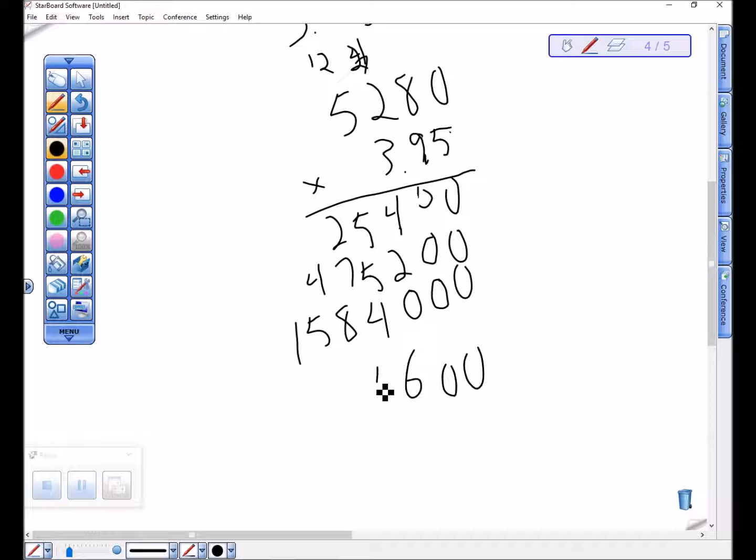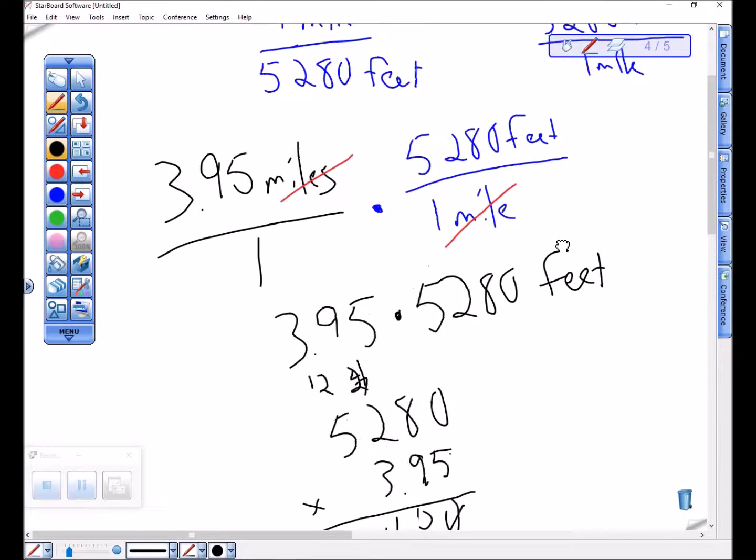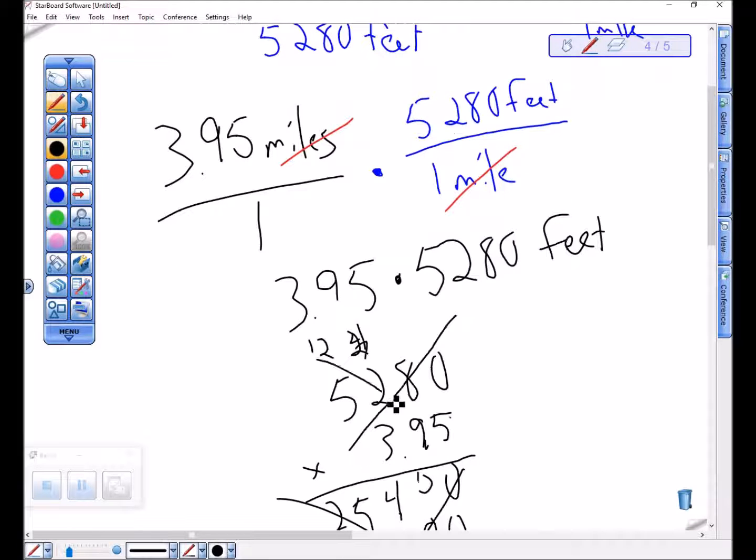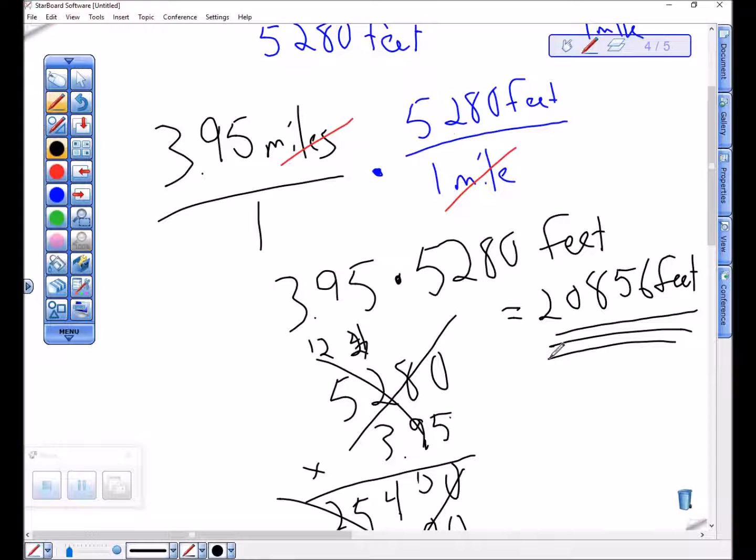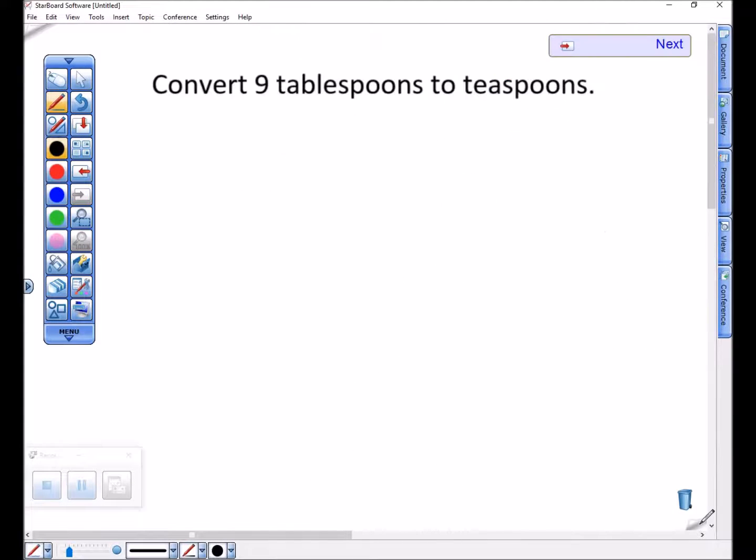2 decimal places, 2 decimal places. I got 19,746 feet. I see from my cheat sheet that's not right. Wah, wah. I meant 20,856 feet. Knew I should add a calculator. But regardless, how I get the number is the important part. 20,856 feet. Great. Let's do one more.